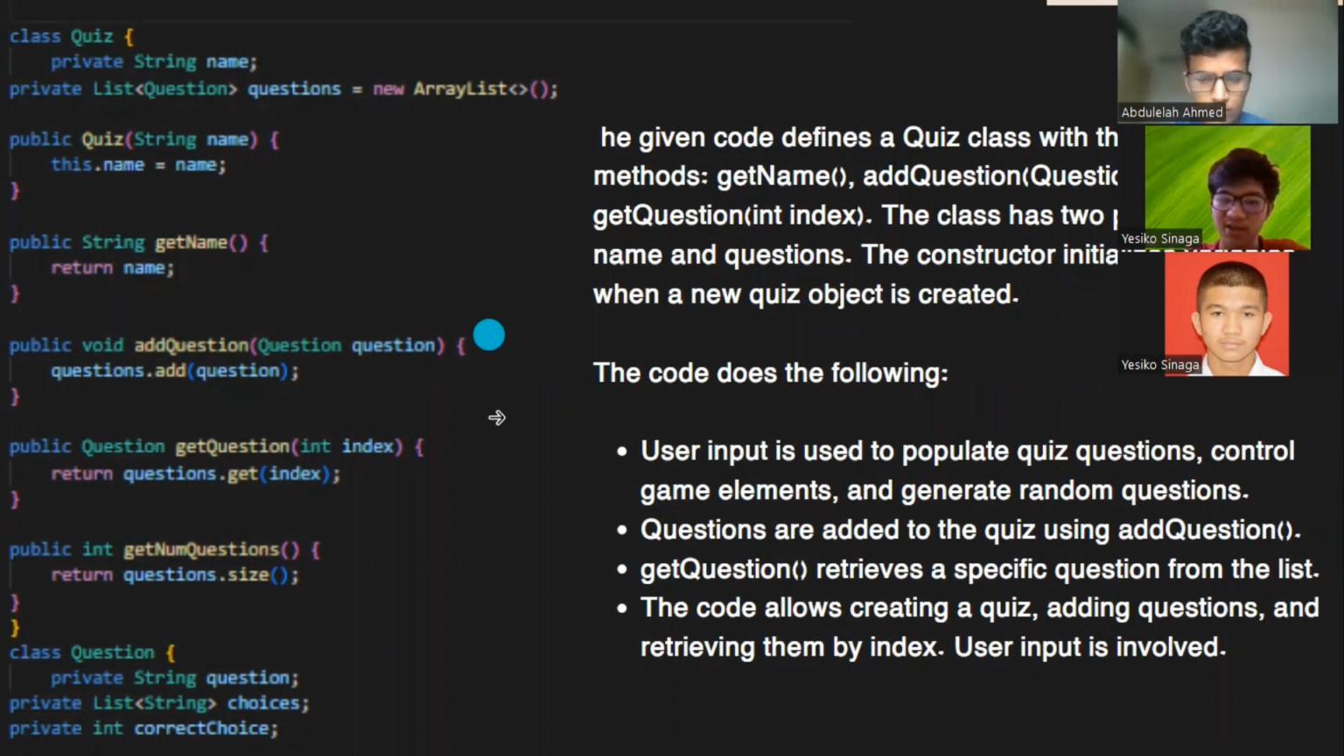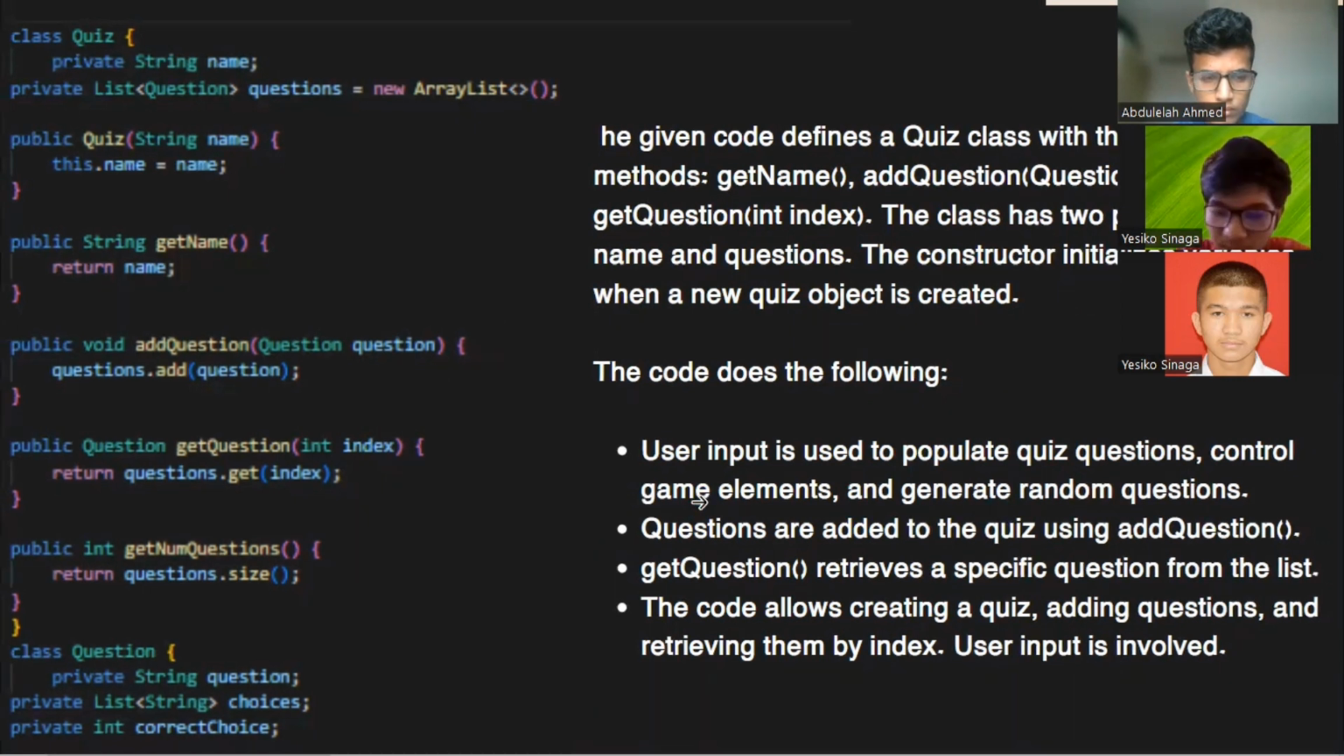Questions. The code does the following. User input is used to populate quiz questions, control game elements, and generate random questions. Questions are added to the quiz using addQuestions. GetQuestions retrieves a specific question from the list. The code allows creating a quiz, adding questions, and retrieving them by index. User input is involved.